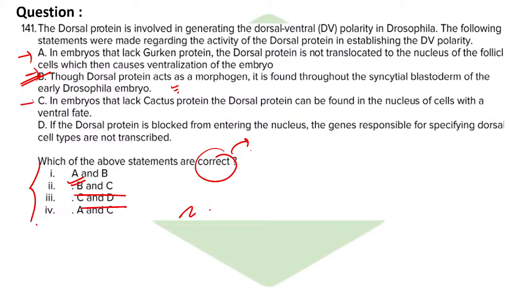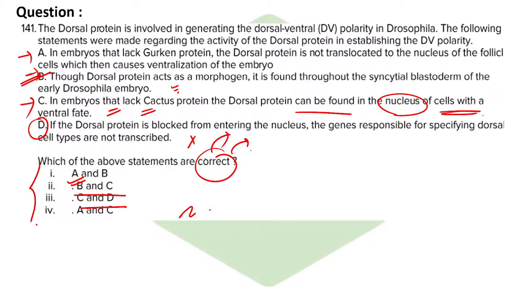Now third option is saying that in the embryos that lack the cactus protein, the dorsal protein can be found in the nucleus of the cell with a ventral fate. So this option is also correct. D option is saying that if the dorsal protein is blocked from entering, genes responsible for specifying the dorsal are not transcribed. No, this is wrong.